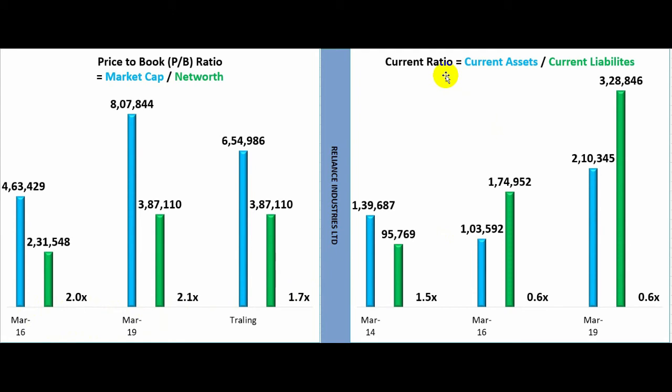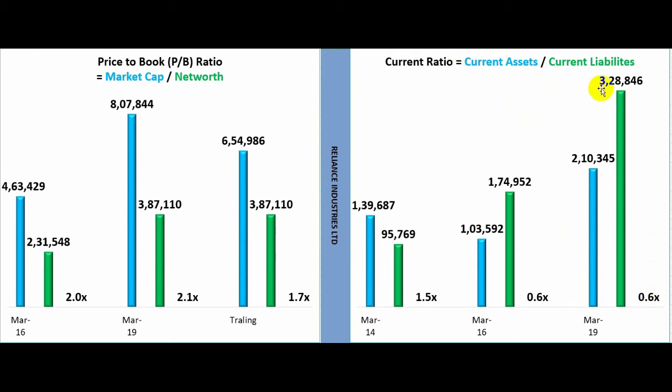The current ratio compares the current assets against the current liability. This is the liquidity ratio. We are trying to understand how much liability it has to pay in this current year, against how much assets it has. We want the multiple to be above 1. In March 19 the multiple has fallen below 1 times, which is not a very good sign.